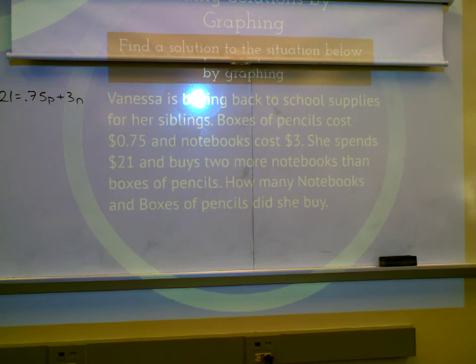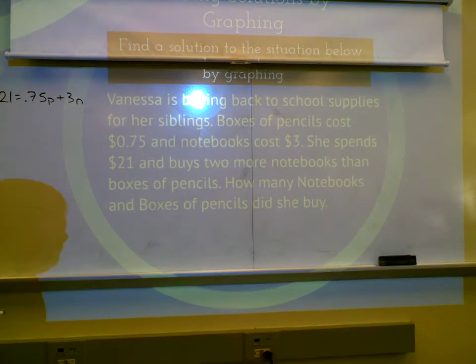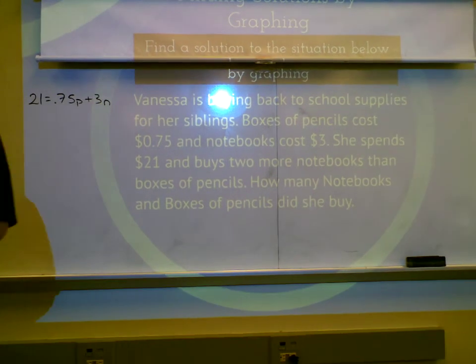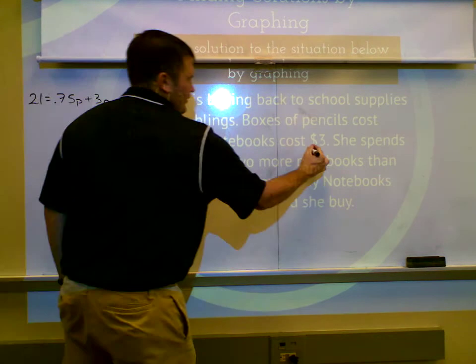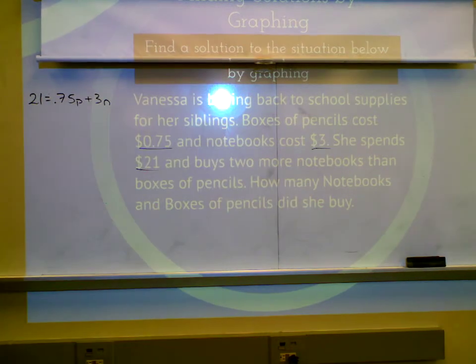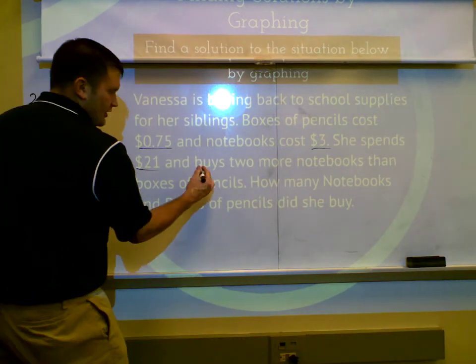Where did 21 come from? It's how much she spends, right? Okay, what's the other equation? What part of this is for the other equation? So we said we already used this, this, and this, right? Two more. Okay, so the two more part. So our next equation comes from here.